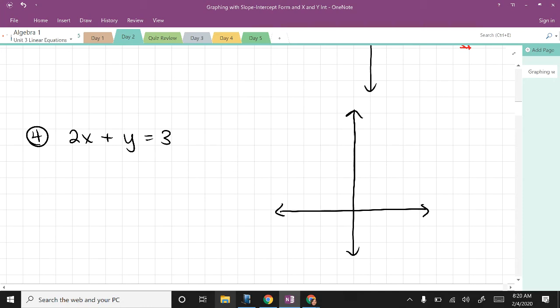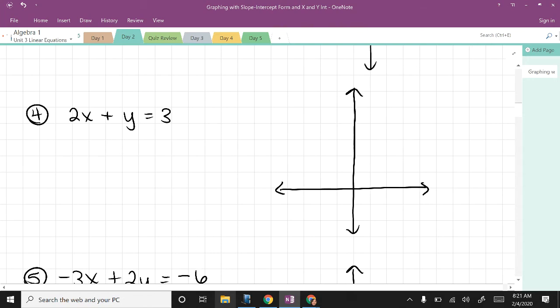Uh-oh. Number 4 is different. Number 4 is in what form? Standard form. But we can't graph from standard form. We got to graph from slope-intercept form, right? So we got to use what we just learned a while ago and get it in slope-intercept form. What do we do to do that? Subtract 2x. Very good. So y equals what? Negative 2x plus 3. Now are we in slope-intercept form? Oh yeah, so now we're ready to graph.